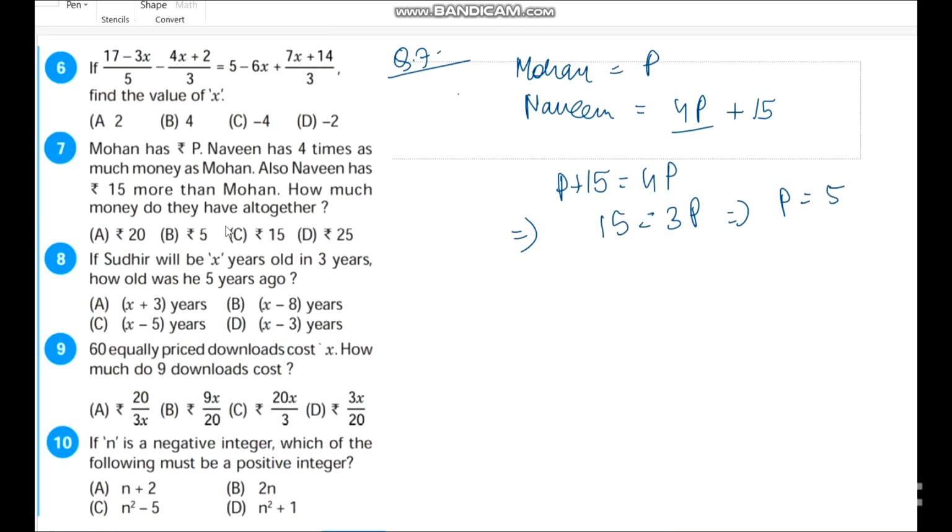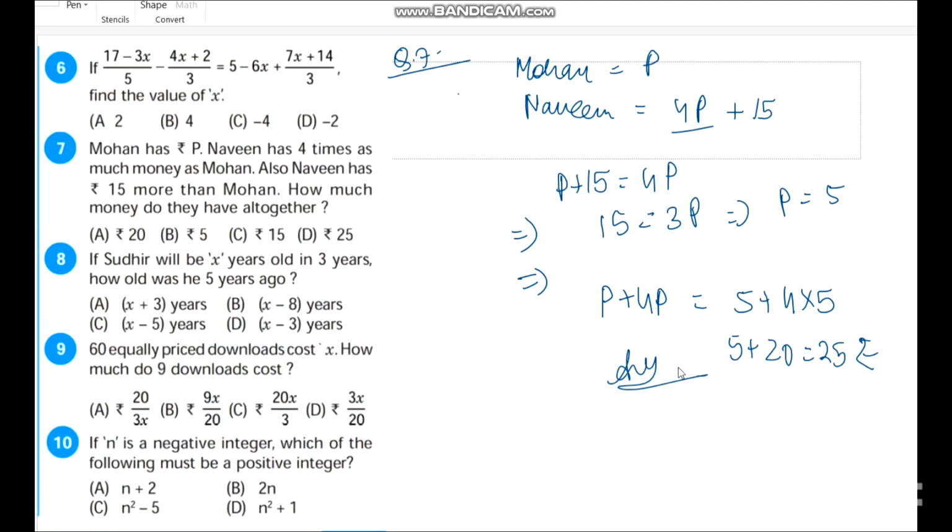So what they are asking is how much money altogether they have. Then the total will be P plus 4P, which is 5 plus 4 into 5, which is 5 plus 20, which is 25 rupees. Okay, total. So it is option D. Clear? You understand the logic?